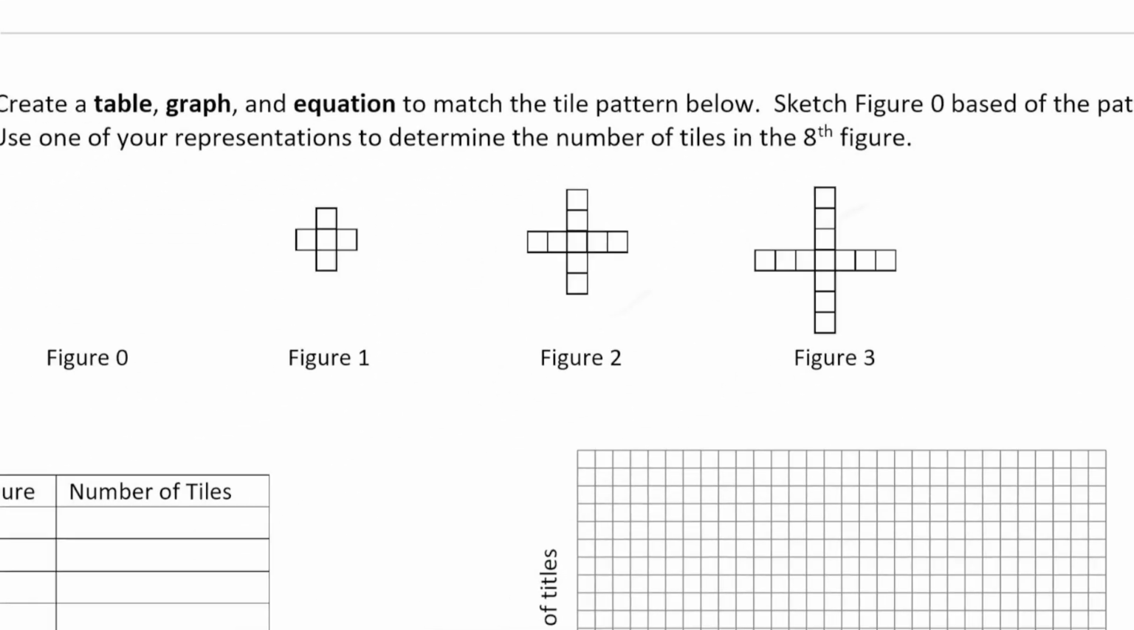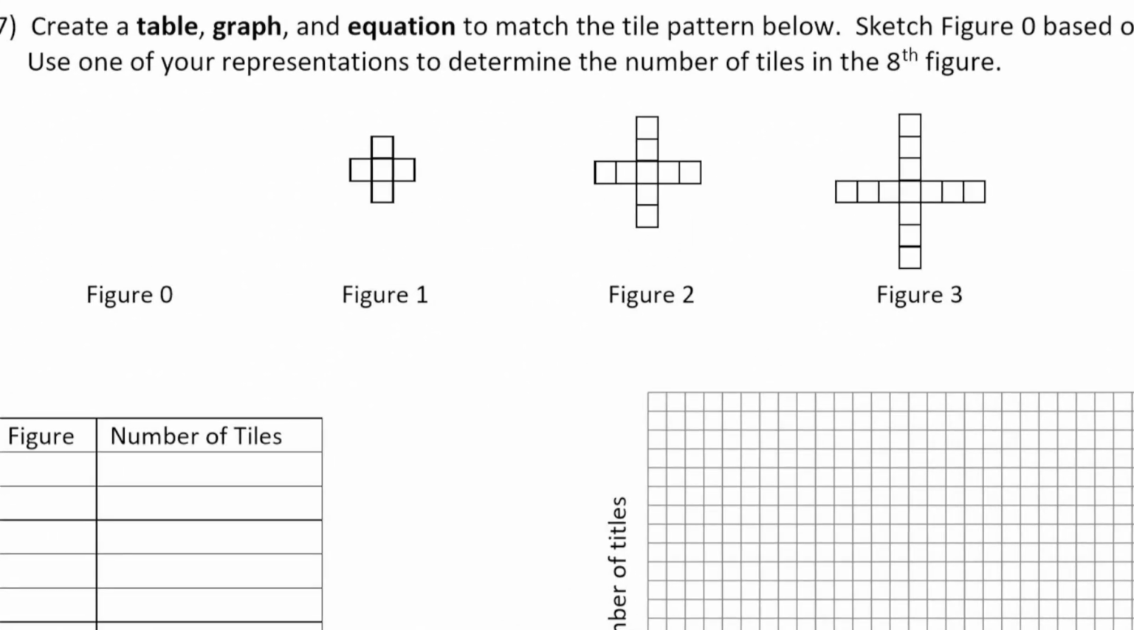All right, last page. It says create a table, a graph, and an equation to match the tile pattern below. Sketch figure 0 based on the pattern I see. So what I'm seeing here is every single time I move forward, it looks like I'm adding one on each corner. Adding here, here, here, and here. So if I take that backwards and take those away, I end up getting figure 0 as just a single tile.